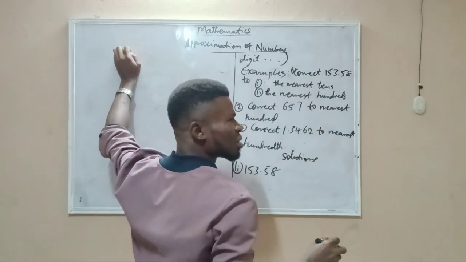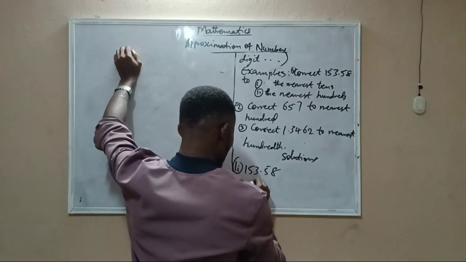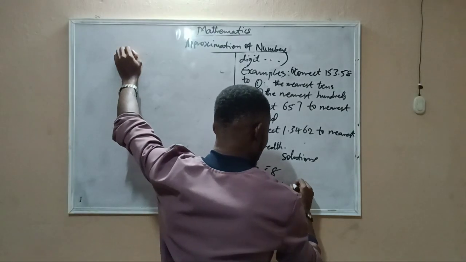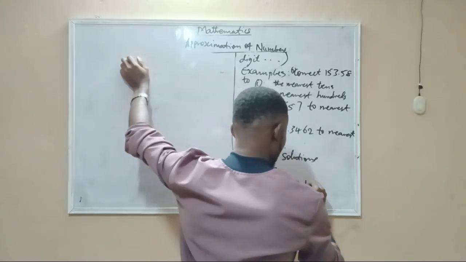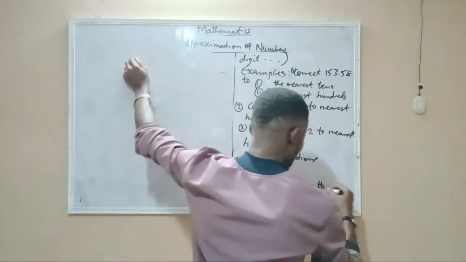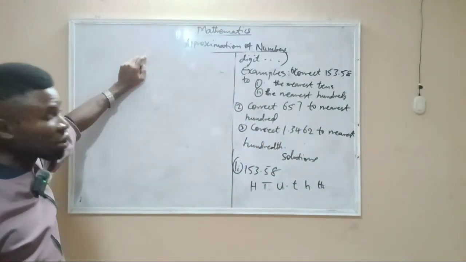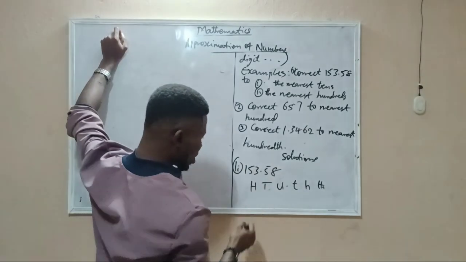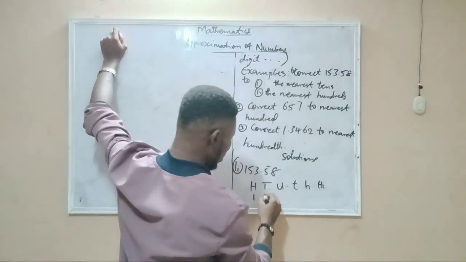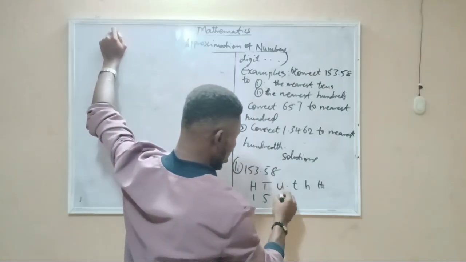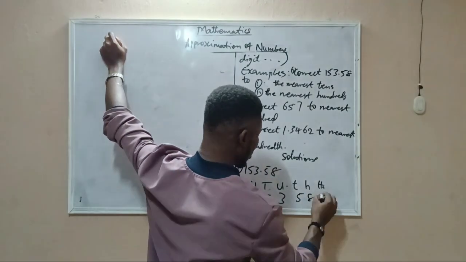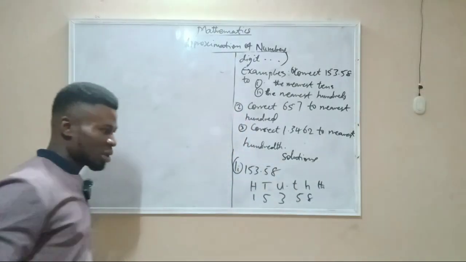It's not in primary school. They have hundreds, tens, units, tenths, hundredths, thousands, and so on and so forth. So if you want to place these numbers now, 1 will be under hundreds, 5 will be under tens, and the 3 will be under units, while 5 will be under tenths, and 8 will be under hundredths.